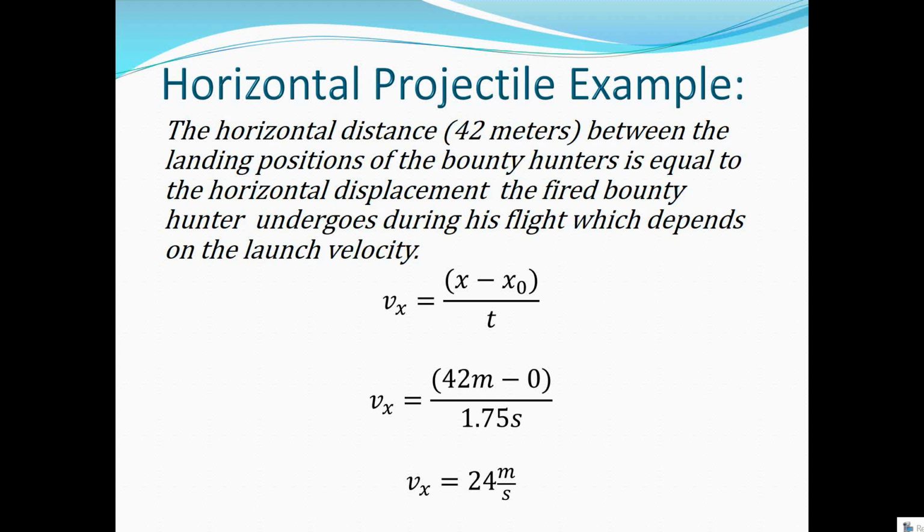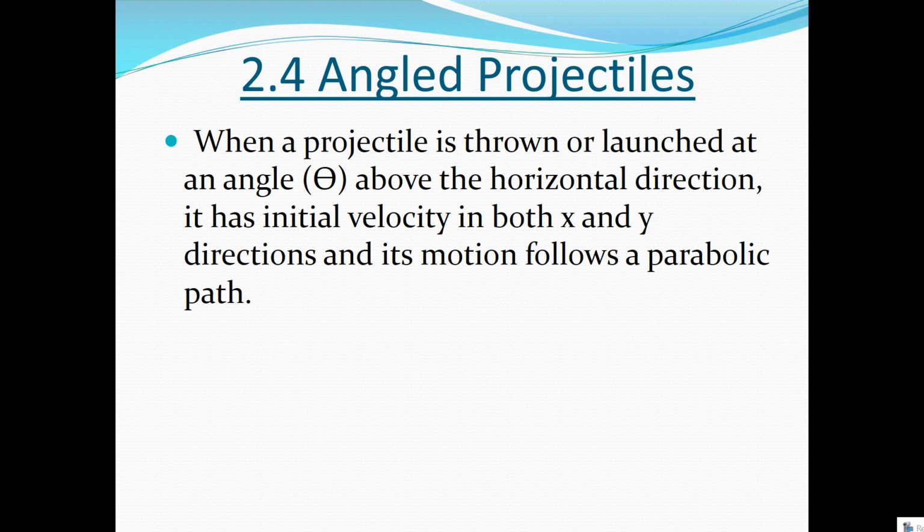The other common type of problem we see with projectiles is angled projectiles. An angled projectile is any projectile that is launched at an angle that is not in the horizontal or the vertical direction, but somewhere in between. That means it has an initial velocity in both the x and y directions. Whenever you start an angled projectile problem, our first step is always to split this initial velocity into vertical and horizontal components. That way we can analyze both directions independently.